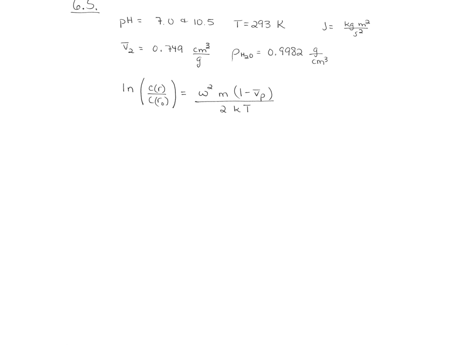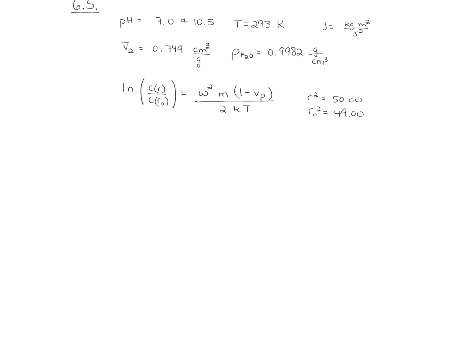So if you went through your book, you would be able to find an equation that shows the ln of a concentration at a certain radius divided by the ln of a concentration at another radius. You can actually get this equation for omega squared times m times 1 minus the specific volume times the density of the substrate, divided by 2kT. And we know that our r squared values are 50 and 49 for what we're looking at. So that's our starting and our final.